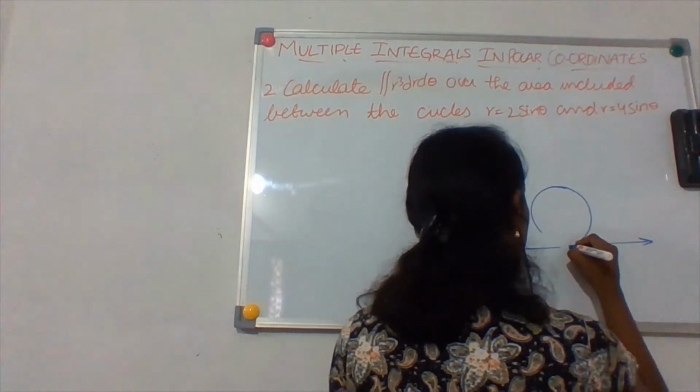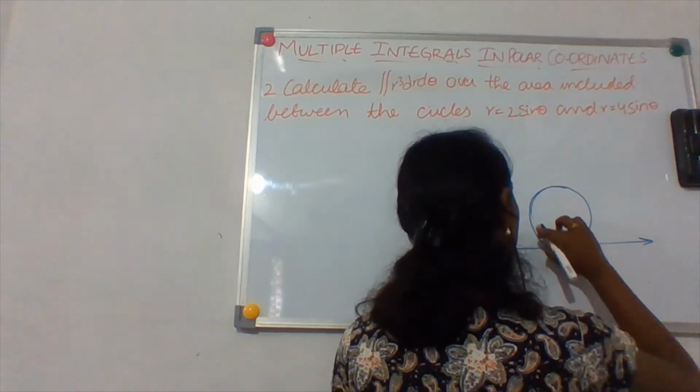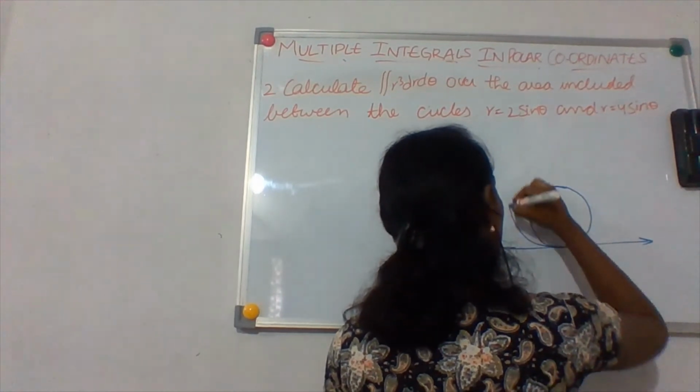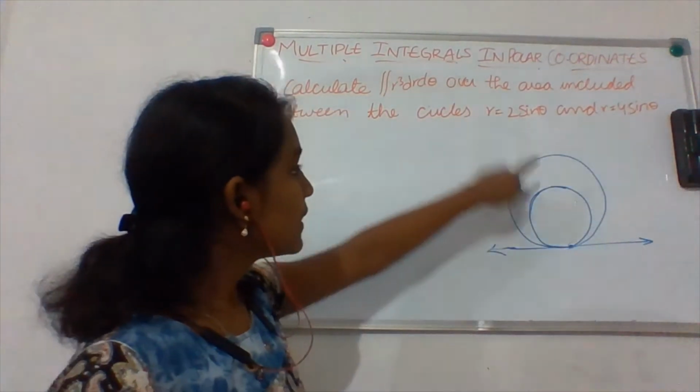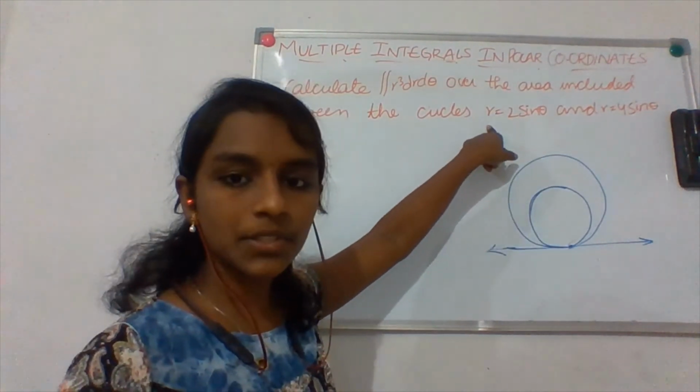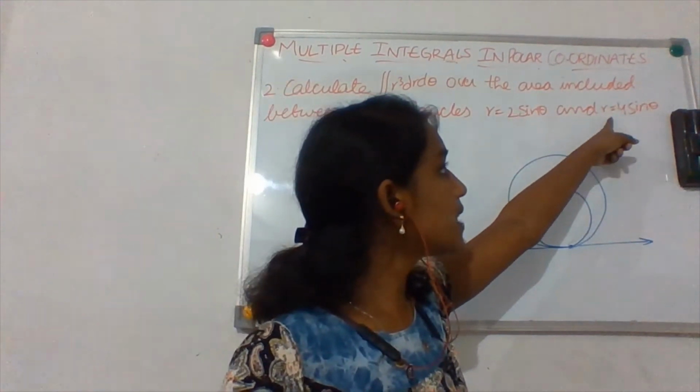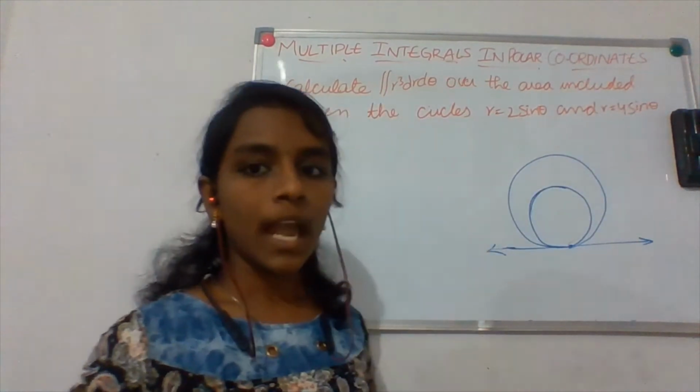Okay, so this is one circle, and this will be the other circle. The smaller one is r equals 2 sin theta and the other one is r equals 4 sin theta. Have you got it?